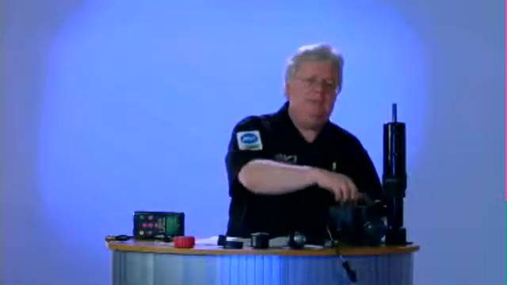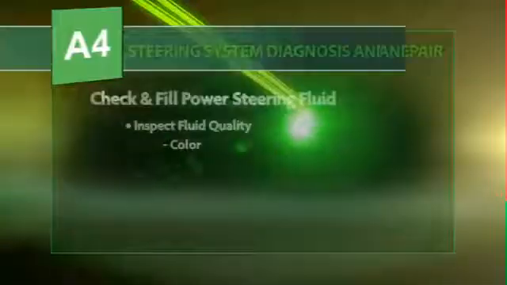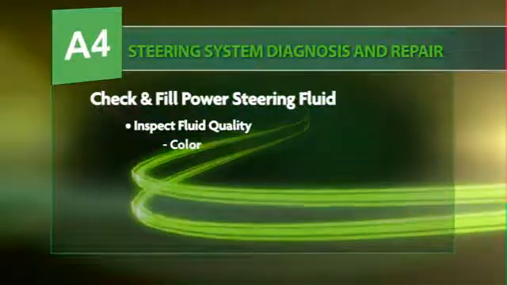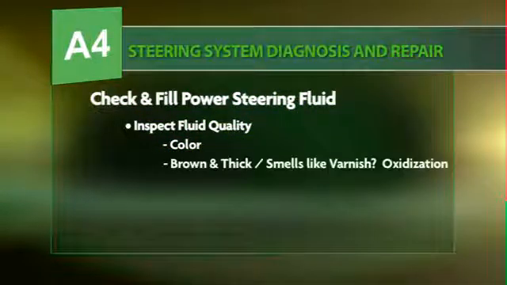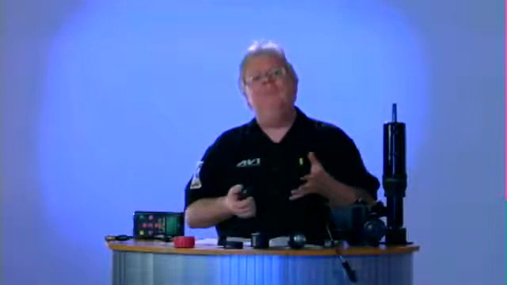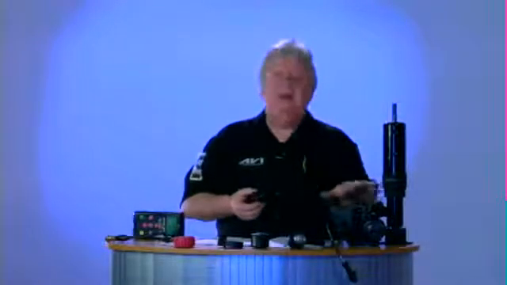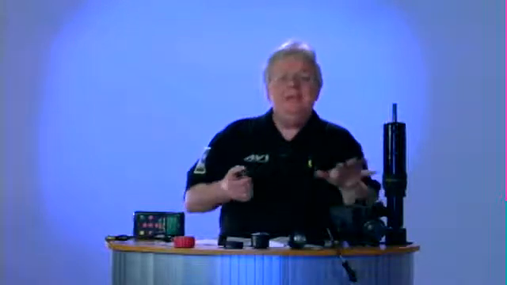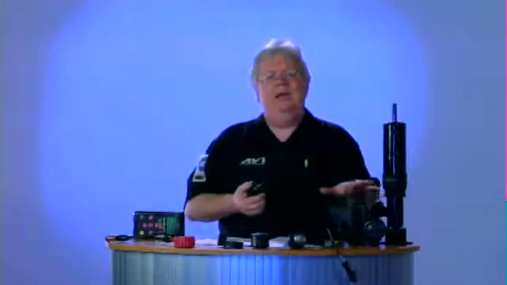Now, as you inspect the fluid, get a white paper towel, tissue, something white, wipe it off, and look at the color of the fluid and also the viscosity. If it's brown and thick, maybe it even smells like varnish, like old paint that's gone bad, oxidation has taken place. It also may smell burnt as well. Oxidation means it's burnt up, so it's been overheated, and that's going to have to be flushed and refilled, and possibly you've got damage that will still be there. You may notice a whine or something like that out of the pump.